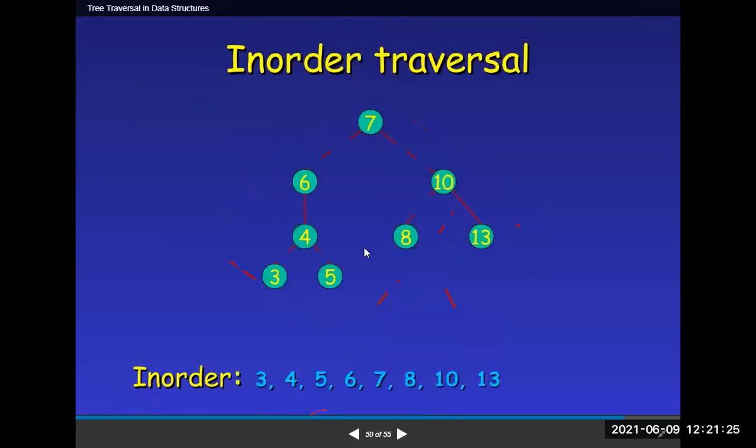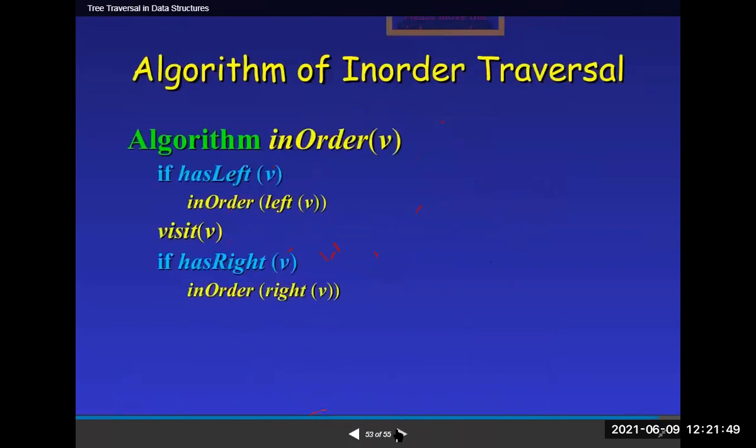For this solution, in-order means first we have the left, that is 3, then parent 4, then right 5, then parent 6, then parent 7, then left is 8, then parent 10, then 30. Okay, so this is the traversal of a binary tree.